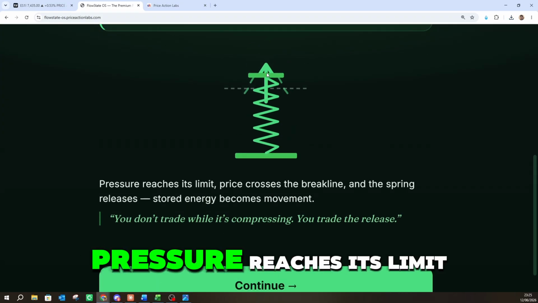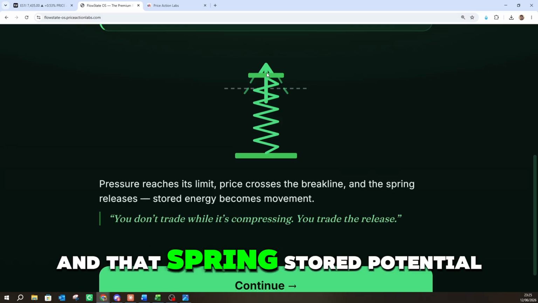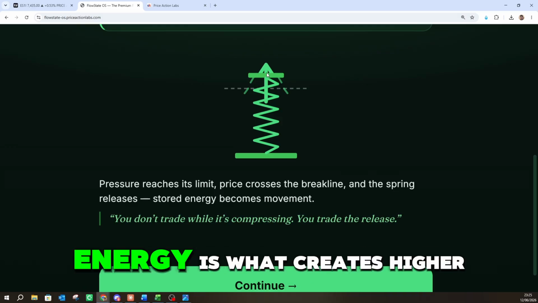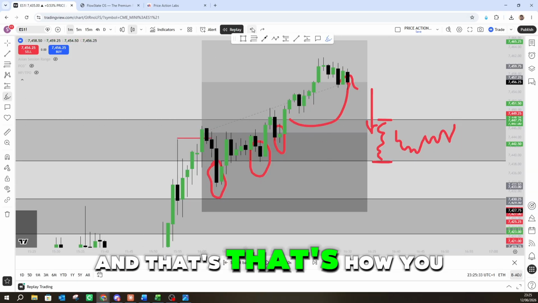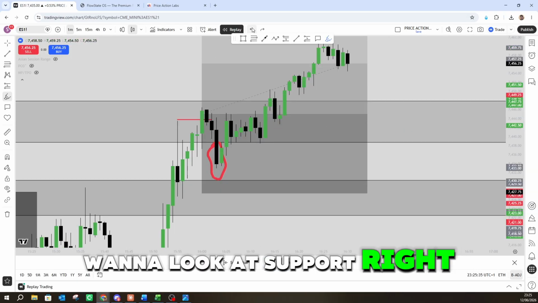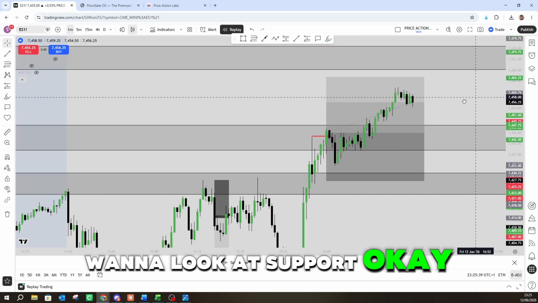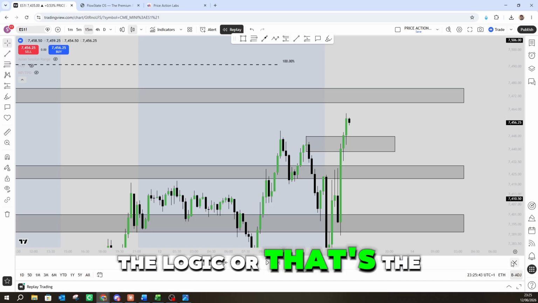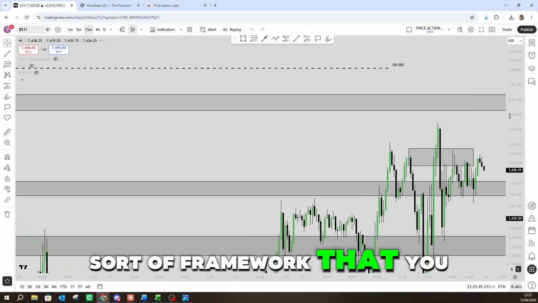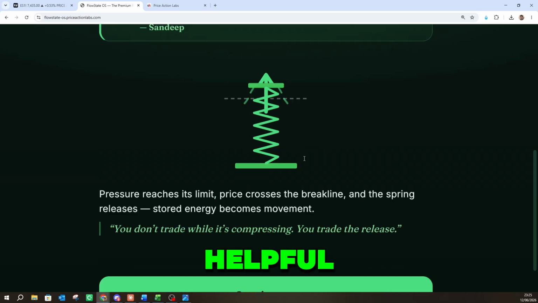Okay, pressure reaches its limit. Price crosses above the break line, and that spring's stored potential energy is what creates higher prices. And that's how you want to look at support, right? Vice versa for resistance, but this is how you want to look at support. Okay? And that's it. That's the logic, or that's the framework that you want to think through this in. Okay? So I hope that was helpful.